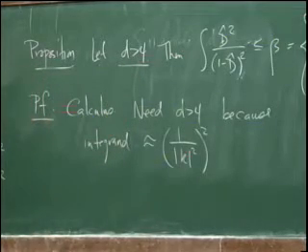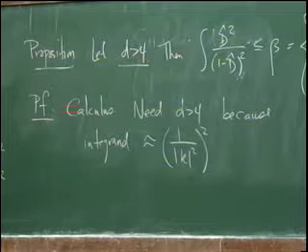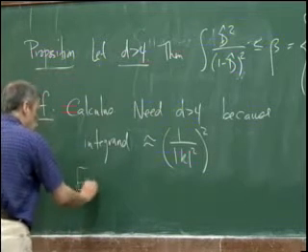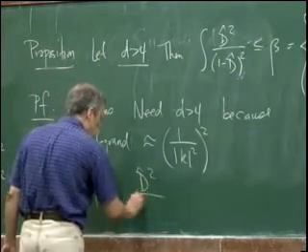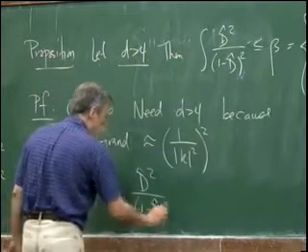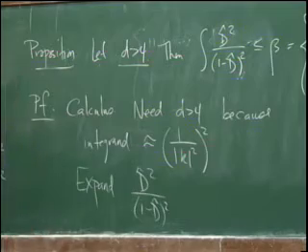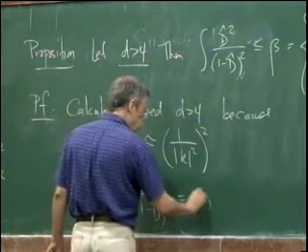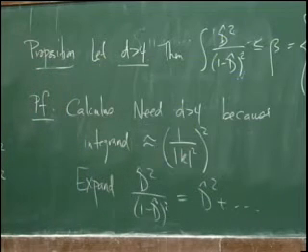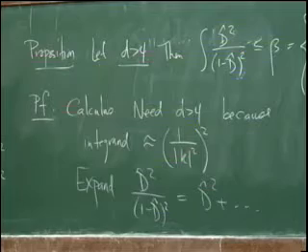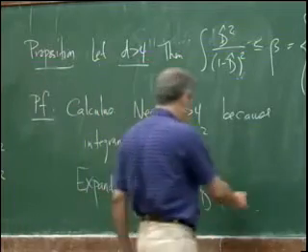And now, why do you get something small? Well, just expand out d hat squared over 1 minus d hat squared in powers of d hat. And you'll get d hat squared plus, and so on, higher order terms, d hat to the 4th, etc. I just want to look at the first term.